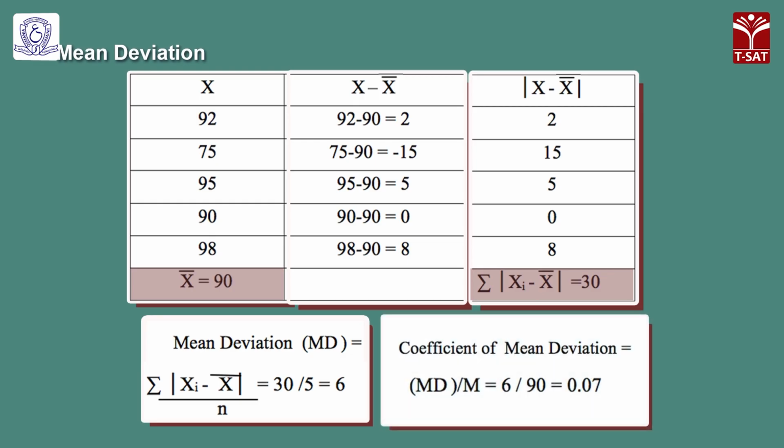The coefficient of mean deviation is calculated by the formula MD divided by M. MD is equal to 6, divided by mean, M is mean, 6 divided by 90, which is equal to 0.07.